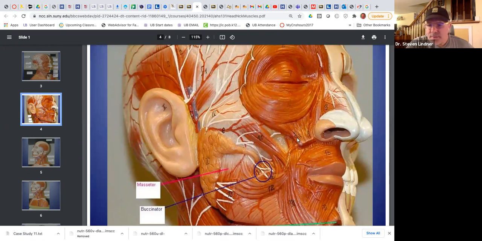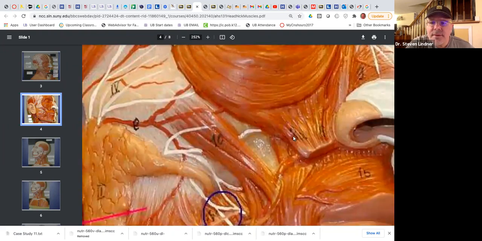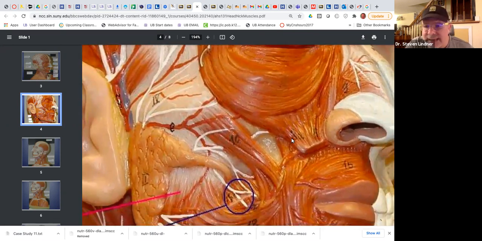Two other muscles I want to point out. They're not labeled, but they are important. So here's the zygomatic bone. Right here, it's hard to see the number. Maybe it's an 8, or an 8A or something. So this one here is the zygomaticus minor. And then this one here is the zygomaticus major.